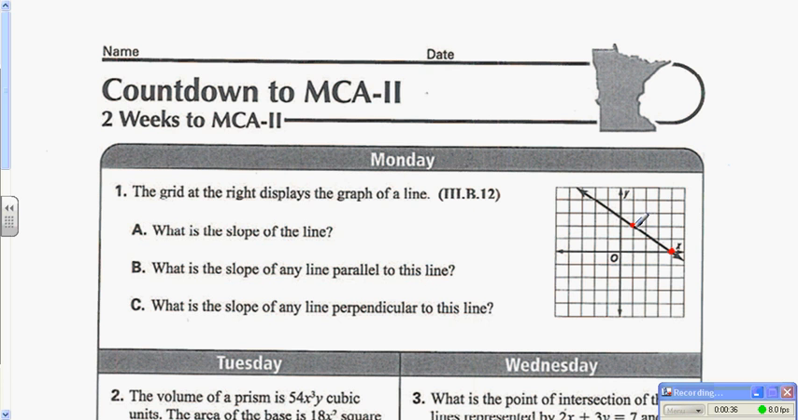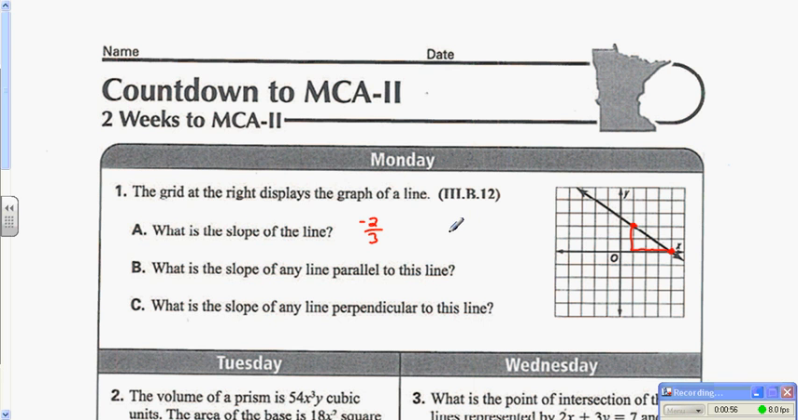Slope is rise over run. So for me to get from this point to the second point on the right, I would go down 2, and I would go to the right 3. Now down is negative, and right is positive. So the slope would be negative 2/3.